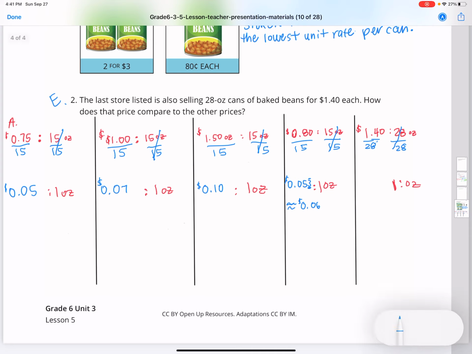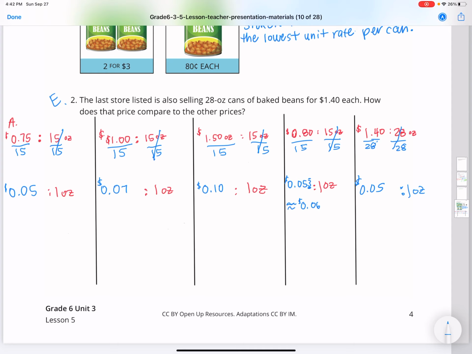Okay, so let's look at the last one, which I'm going to rewrite my ratio because I didn't like the way it looked. And I'm going to divide $1.40 by 28, and I should get exactly 5 cents per ounce. What do you notice about any of them? Does any of them have anything in common?